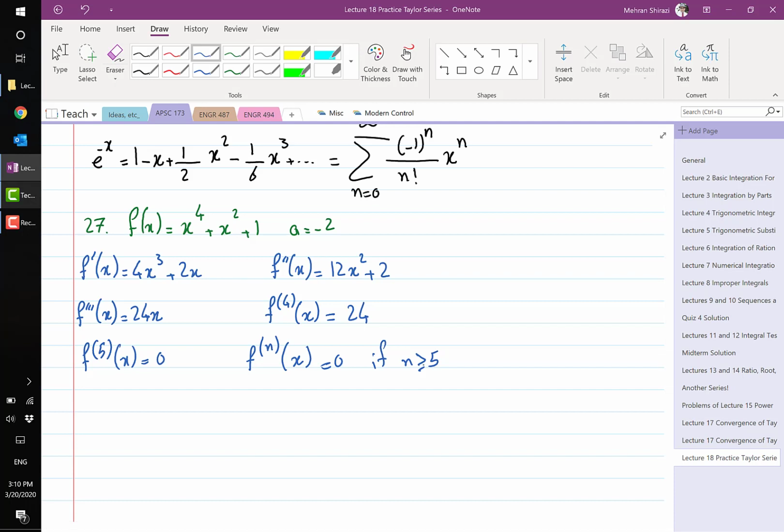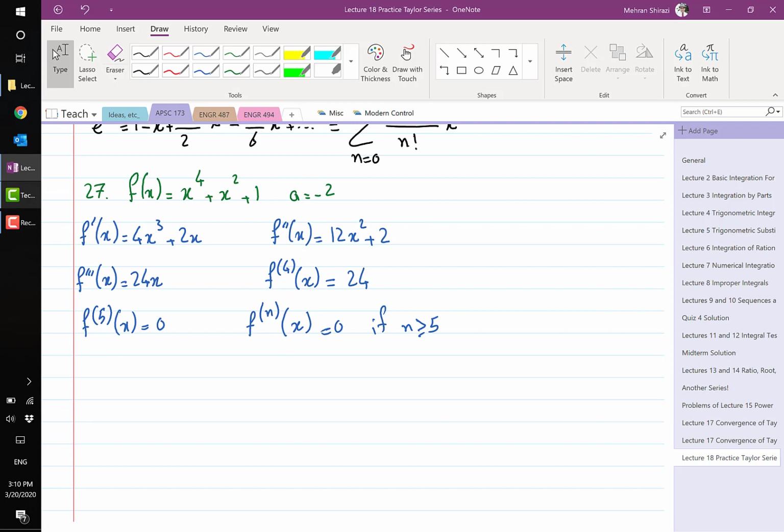Okay, we found all the derivatives. We just need to evaluate them at a equals -2. So let's start with f at -2. So f is given here. Just replace x with -2. We have (-2) to the power of 4, which is 16, and (-2) to the power of 2, which is 4. We have 16 plus 4 plus 1, which is 21. So let me write the first one so that when you study you don't get confused. This is 21.